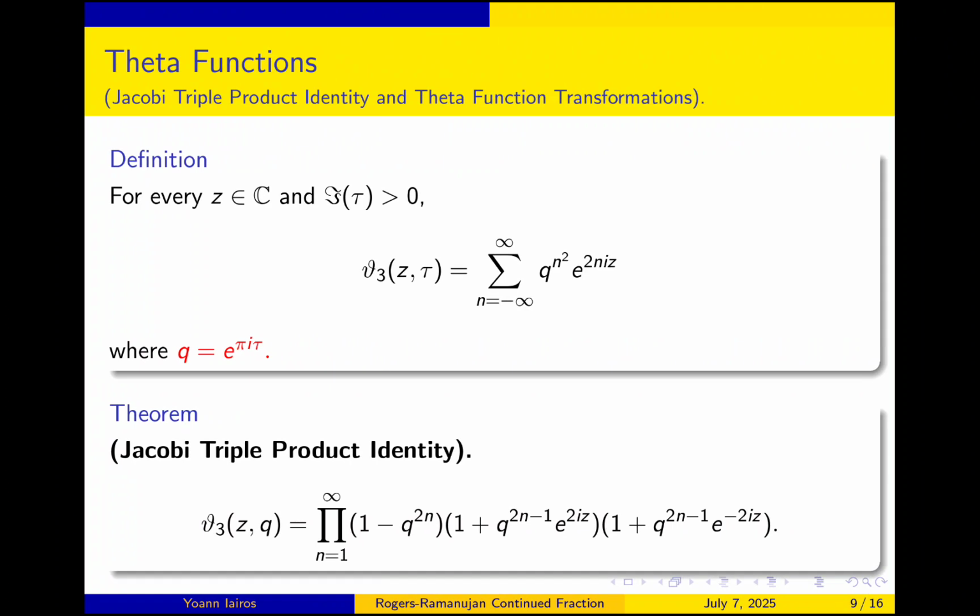For example, you can just manipulate it algebraically and differentiate here and there. And you can deduce theorems like Fermat's 2 squares theorem and Lagrange's 4 squares theorem.